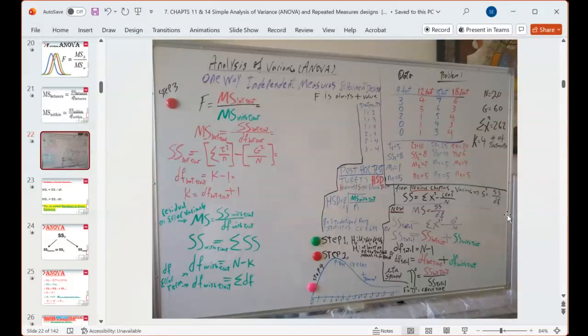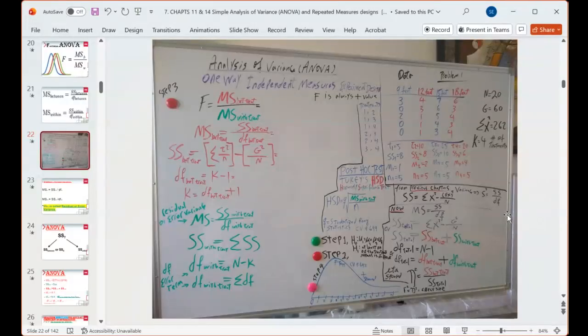Sum of X score is already calculated for you, and K is the number of treatments, the number of groups, which is 4. Back to the MS: once you calculate the SS within, you need DF within. There are two different ways to calculate DF within, either N minus K, with N the total number of participants, which here is 20 minus 4, which is 16.